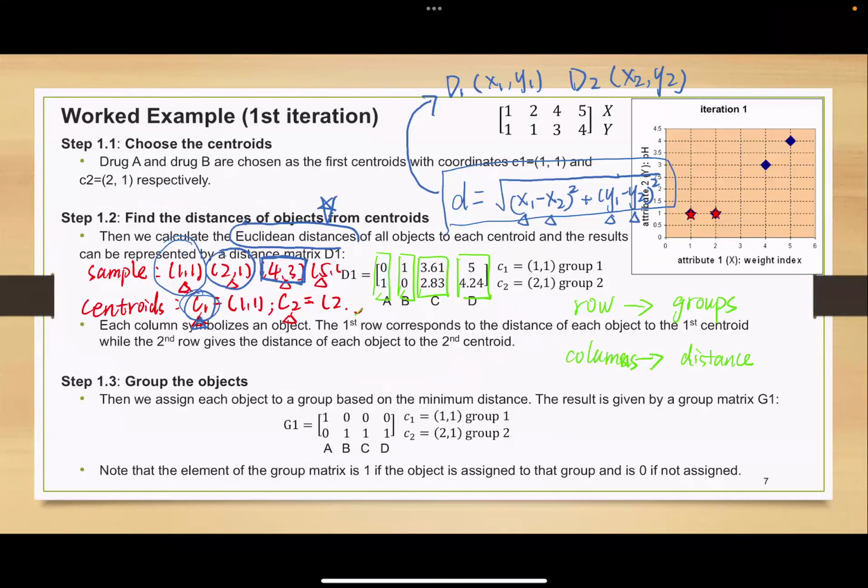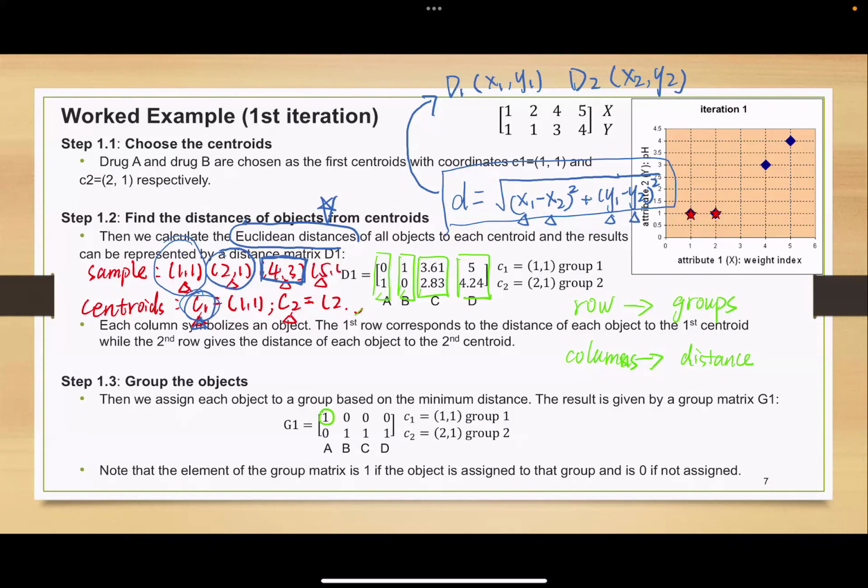So let's compare the distance. For the first column, the data point has a distance of 0 to centroid 1 and a distance of 1 to centroid 2. That's why this data point should belong to the first group. That's why we put 1 here.